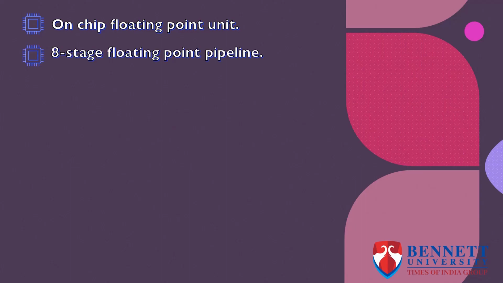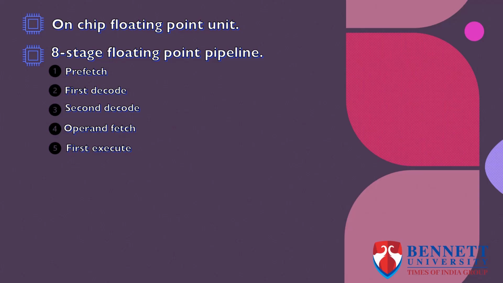Now Pentium has an 8-stage floating point pipeline. The floating point pipeline of Pentium consists of 8 stages, which are used to speed up the execution of the floating point unit. Hence, it is a necessary floating point pipeline. Let's talk about the 8 floating point pipeline stages. First is prefetch, then first decode, then second decode, then operand fetch, first execute, second execute, write forward, and the last is error reporting.